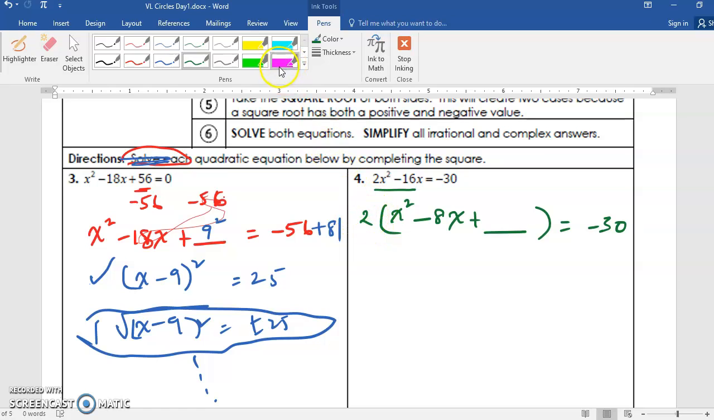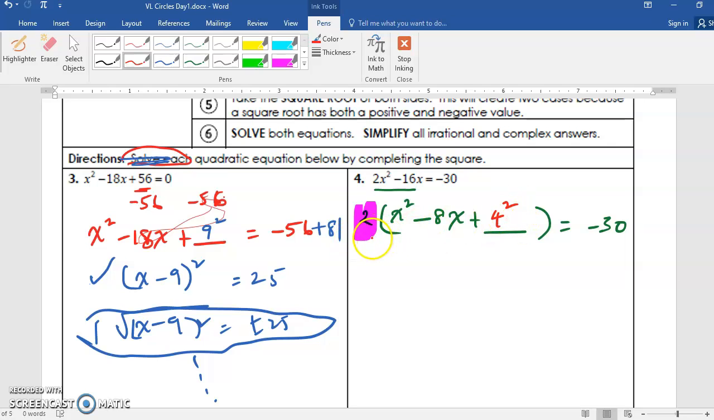So for a moment, just forget this 2 here. Just keep in mind that there is no existence of 2. Just think of just this part of the equation. In this part, which is inside the parentheses, what is the missing constant c here? Half of 8 squared, which is 4 squared, isn't it? It is 16.